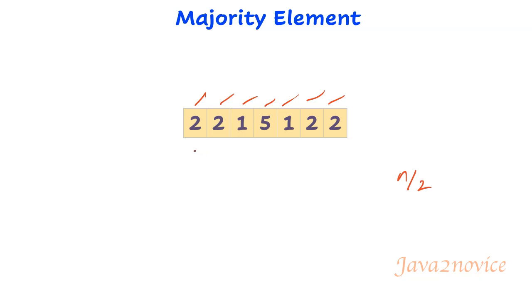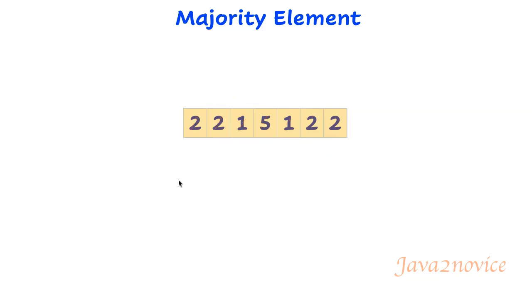For example, we will cancel this 2 with this number 1, and these 2 with 5, and these 2 with 1. Finally, there is one 2 left over. That's why 2 is the majority element here. We will put this logic in a structured way.